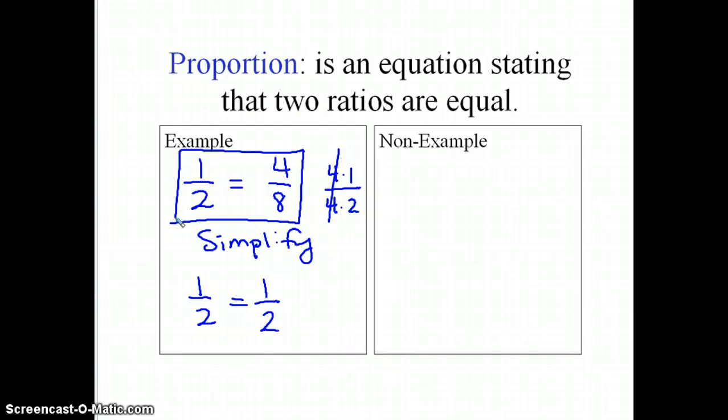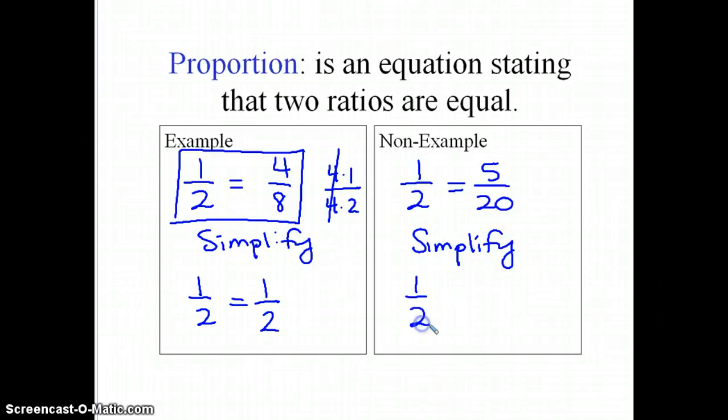I'm also going to show an example that is not a proportion. I have 1/2 is equal to 5/20. Again, I will simplify. 1/2 is already simplified. 5/20 can be simplified. The GCF is 5, so 5 times 1, 5 times 4. The 5's cancel. Simplest form is 1/4. I now have determined that 1/2 is supposed to equal 1/4. That is not the case, so therefore I can state that 1/2 is not a proportion set equal to 5/20.